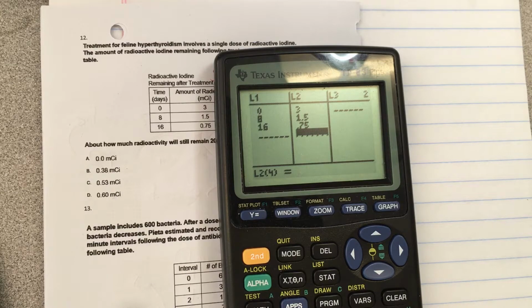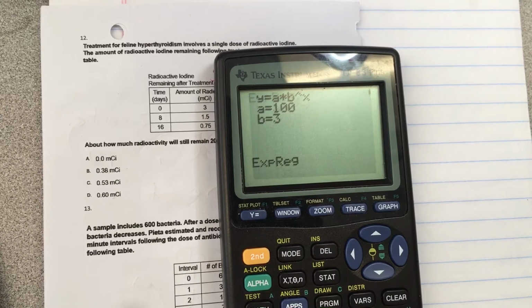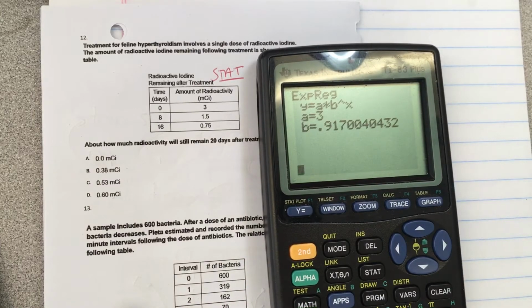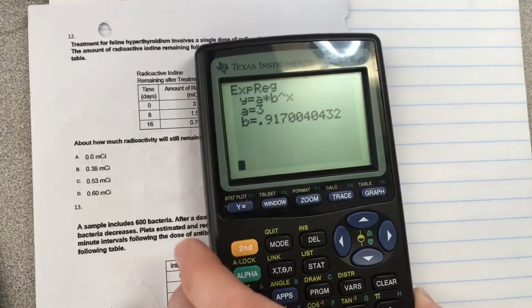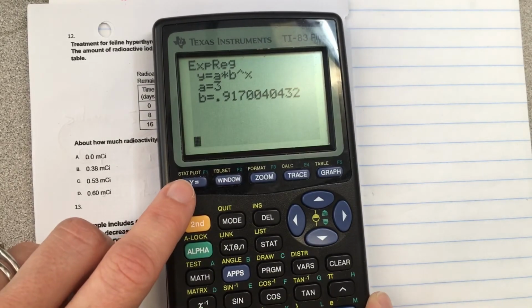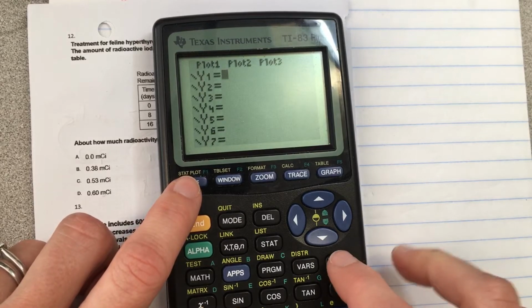All right, is this linear or exponential? It's exponential. So I'm going to hit stat, over to calc, 0, enter, enter. Okay. The question's asking how much radioactivity will still remain after 20 days. All right, it's been a while since we've done this. I go to my y equals. Guys, do this with me, please. Go to your y equals. Clear out what's in there.